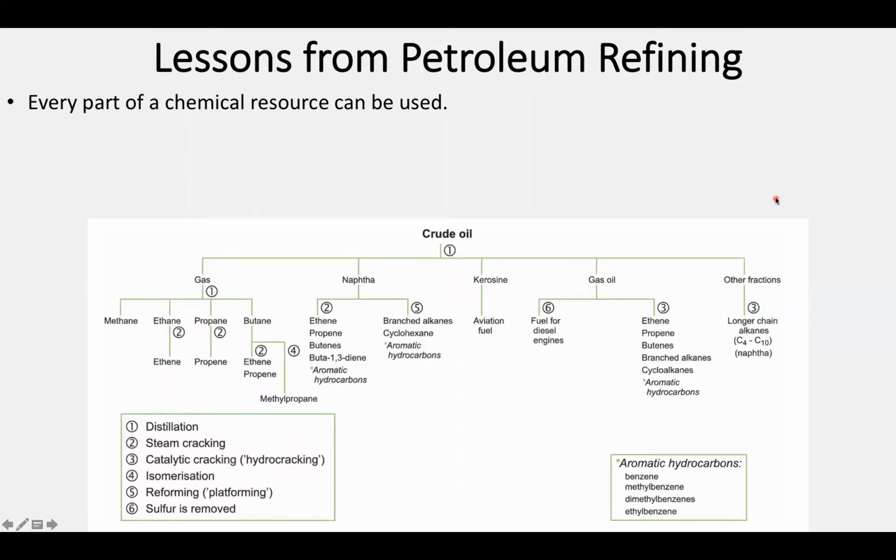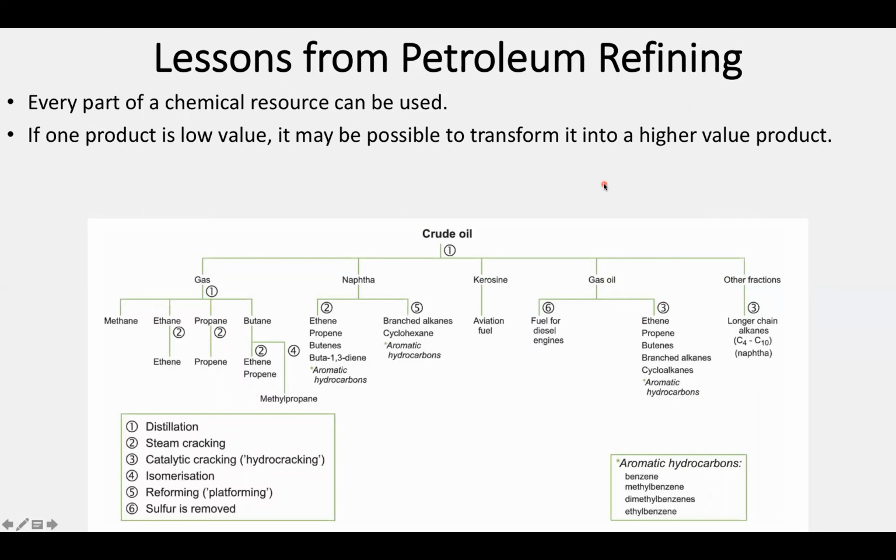refining. First, one of the important things I like to mention is that when done properly, it's possible to use every part of a chemical resource, and you don't let anything go to waste, whether it's essentially as natural gas or even as essentially asphalt for road tar. You can find a way to put everything to use. So if you do have to use oil, you can at least make sure as little of it's going to pollution as possible. And one of the other things, and this is fairly uniform, if something has a low value, you might be able to transform it into something else.